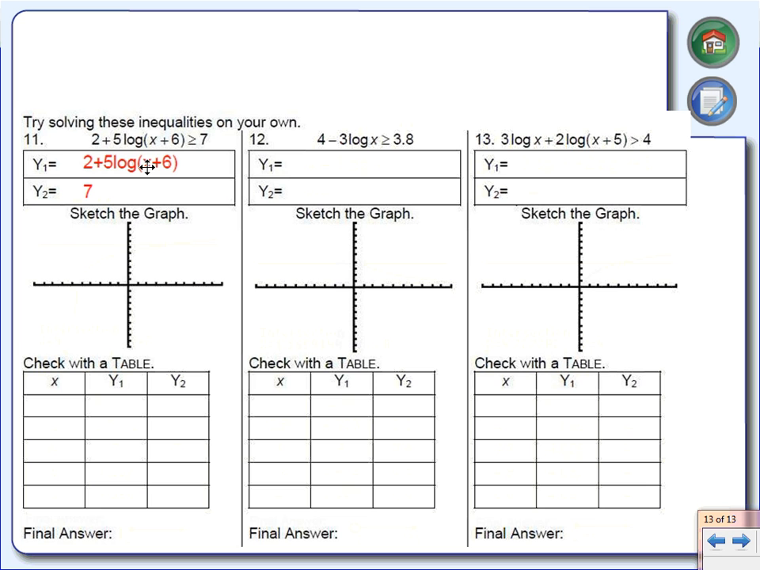So what I want you to do is find the point of intersection with your calculator. Now, remember how to find the point of intersection, right? How do you do that? Second trace, number 5, enter, enter, enter. So find that point of intersection because it's part of our answer.